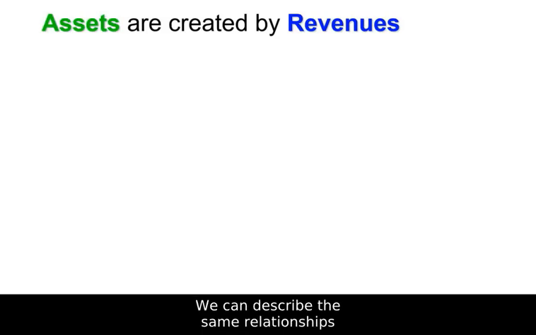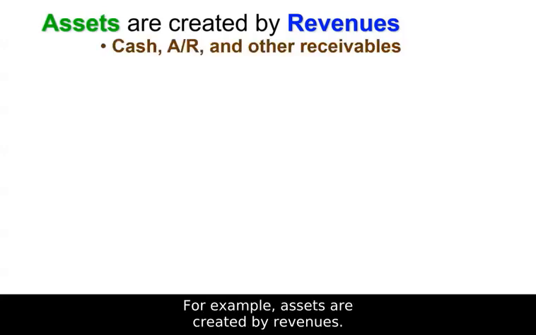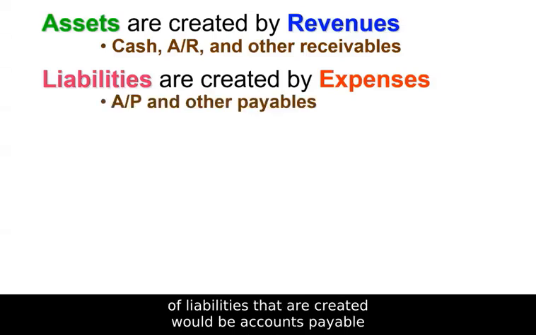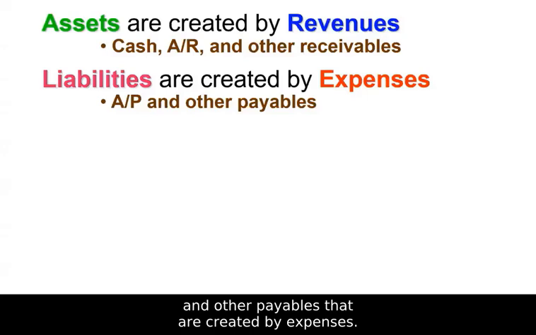We can describe the same relationships in a slightly different way. For example, assets are created by revenues. And what kind of assets would those be? Well, they'd be cash, accounts receivable, and other receivables. Those would be examples of the kinds of assets that have been created by a revenue. Liabilities are created by expenses, and the kinds of liabilities that are created would be accounts payable and other payables that are created by expenses.